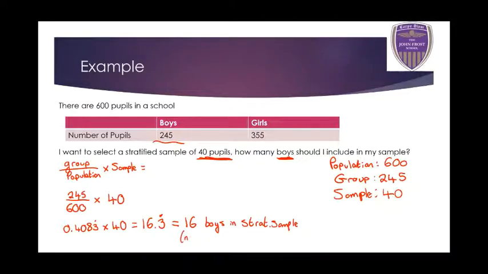And that is nearest, call it nearest integer, nearest whole number, nearest integer. They both mean the same thing. Okay, so remember we can't have decimals because we can't have 16 1/3 of boys. It has to be rounded to the nearest number. Okay, so let's have a look at another example now.